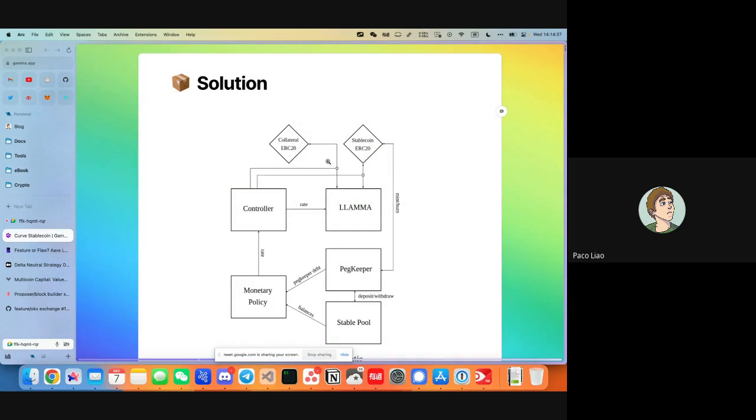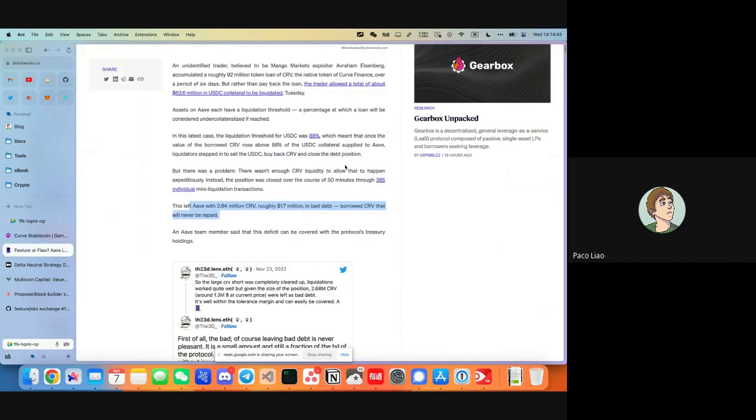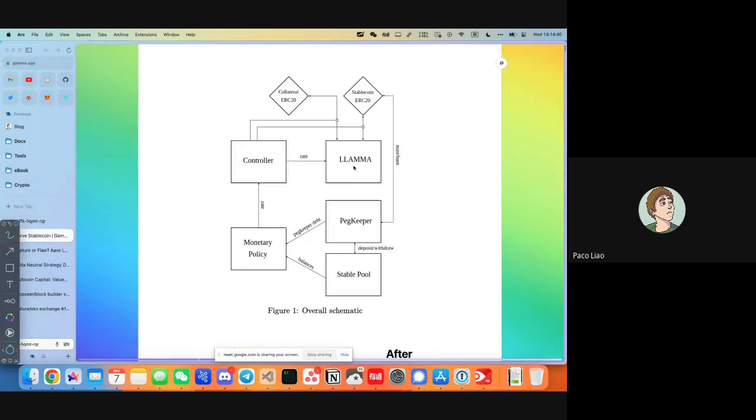All right. And the solution is this Curve stablecoin. It has several parts in the design. The core part is called Llama, the lending liquidation AMM algorithm. I think this name is just for fun, because it's similar to Llama, and the Curve community loves Llama.